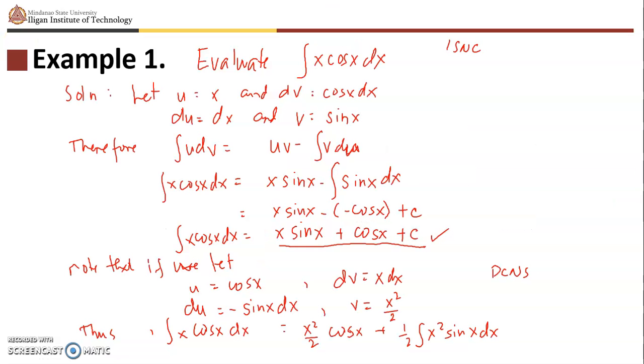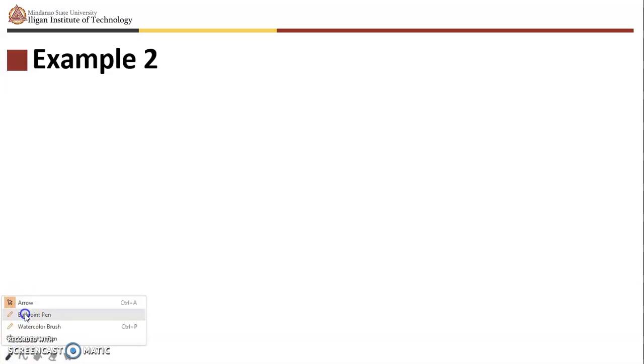So let's now discuss another example. That is our example 2 for integration by parts. So if we have, say, the integral of tangent of x dx. So as this time to evaluate, we use my pen first.